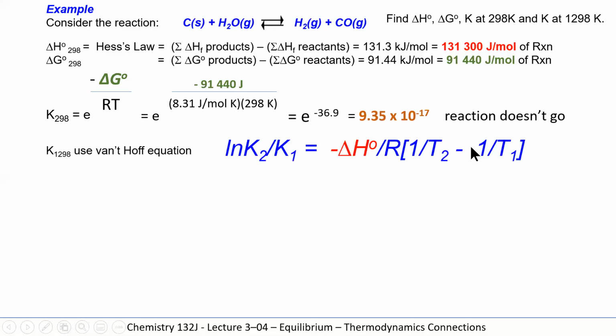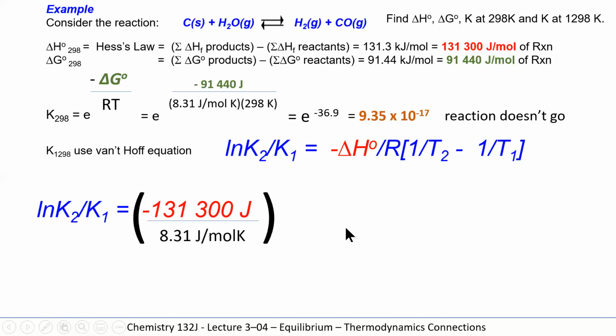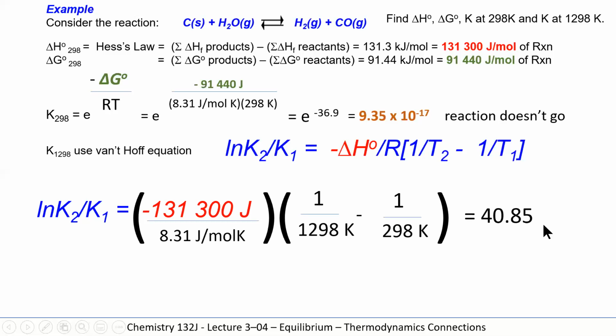We can use, again, the Van 't Hoff equation, and we can say the ln of K2 over K1, and we're trying to now find K2. We know what K1 is. This is K1. It is going to be equal to the delta H value divided by R, and we're going to now multiply it by the difference in those inverse temperatures. So again, T2 is 1298 K, T1 is 298 K. When we solve that equation, we end up with 40.85, equal to the ln of K2 divided by K1.